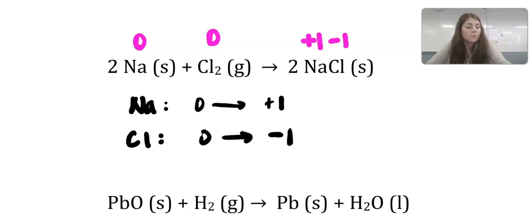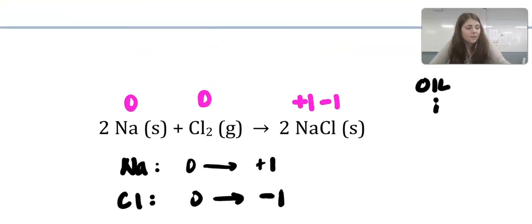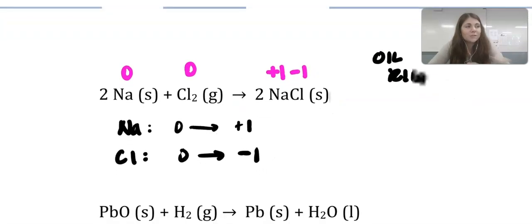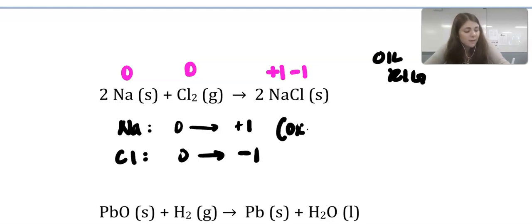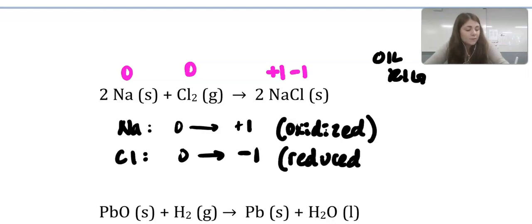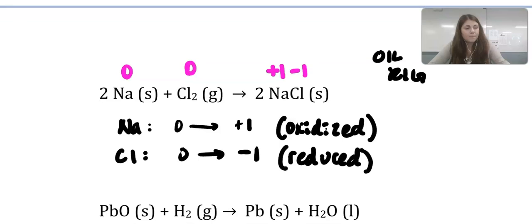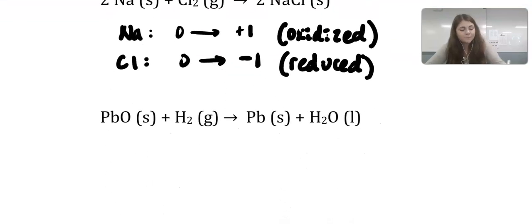So remember OIL RIG, so oxidation is loss, reduction is gain. So I can see that the sodium is getting more positive. So this will be my oxidized. Then my Cl goes from 0 to -1. It is getting more negative. Here it's gaining electrons. This will be my reduced. Going to the next one.